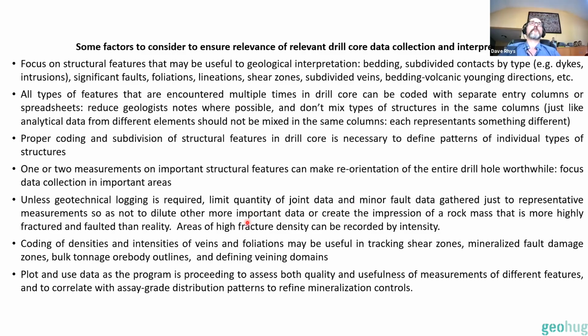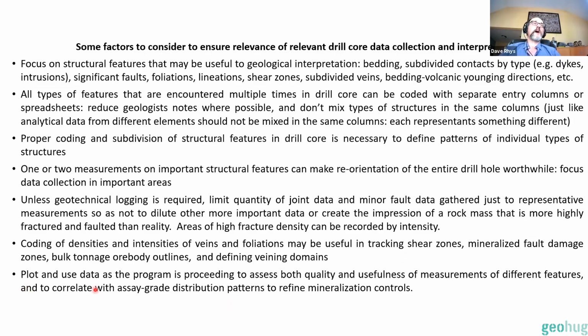Obviously, another way to record joint data is to look also at the density of fractures, and you can count that. Coding of densities and intensities of veins and foliations can be very useful in tracking shear zones and bulk zones of vein development. And you can use that, like I showed earlier, with the fault intensity as histograms on the downhole trace of a drill hole, and use that as an extra geological parameter to model around gold grade to give you higher confidence in grade distribution in an ore body.